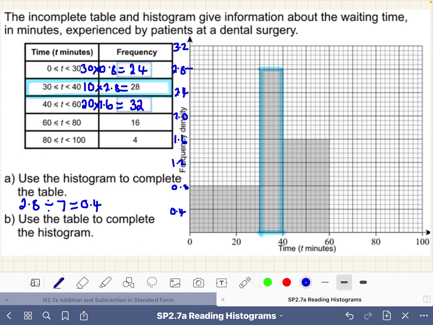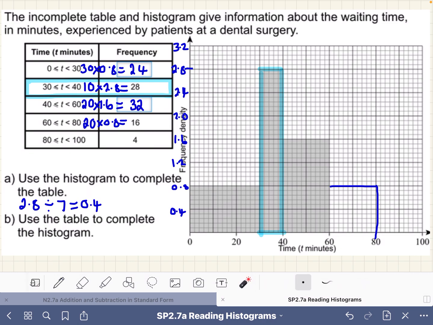The next we look at, we have a width again of 20. This time we do not know what the height is, and we are expected to draw that part of our histogram in. 20 multiplied by 0.8 gives us 16. That means our height here is 0.8 down to the 80.